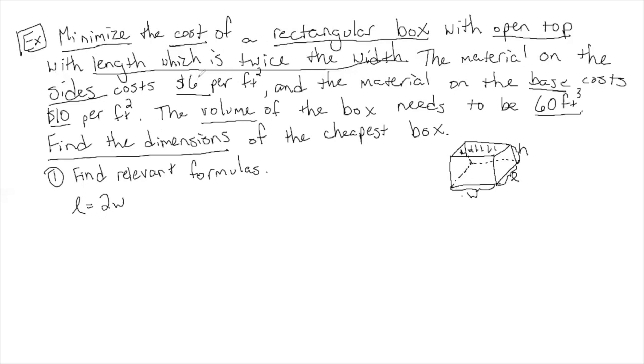I don't want to deal with cost quite yet. It seems like that'll be sort of a lot. So let's deal with something a little bit easier. The volume needs to be 60 cubic feet, okay? So the volume of a box is length times width times height, right? Just multiply the three dimensions together. And this needs to be 60. So this is sort of a restriction that we have.